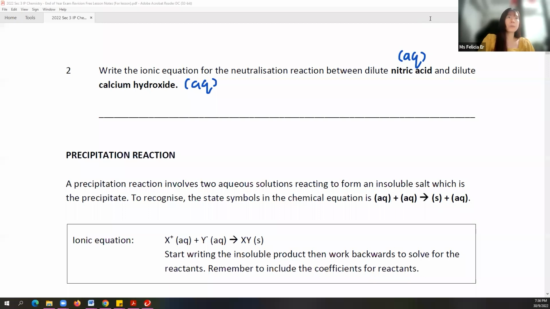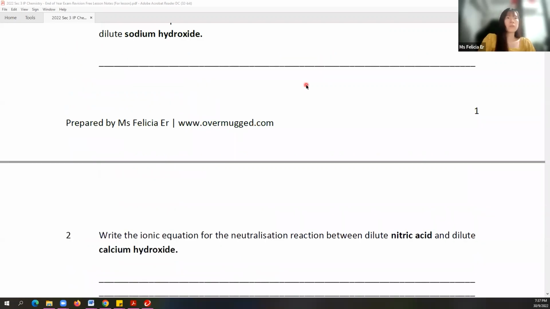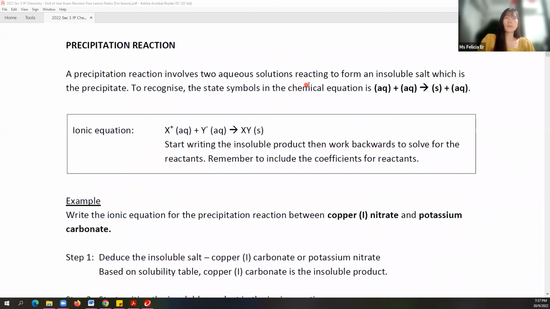So can you now copy this same equation into the answer for question number 2? Yeah, so this will be the answer for question number 2. Remember to include the state symbols too. Should be done copying by now, right? For question number 2. Okay, so let's move on. Done for neutralization.